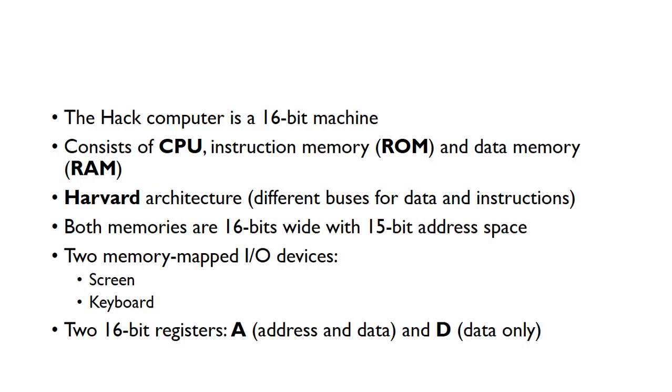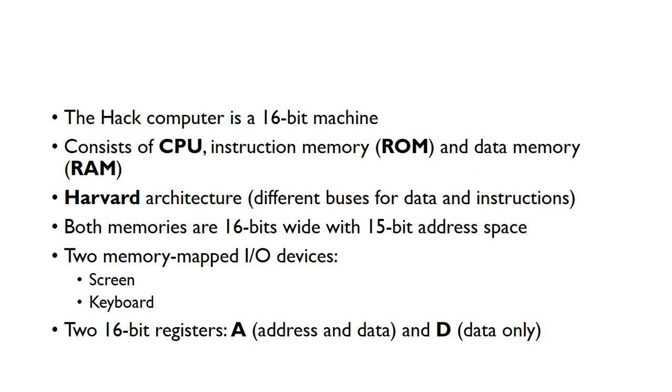The Hack computer is a 16-bit machine. The computer is made up of the CPU, the instruction memory, also called the ROM, and the data memory, the RAM. It's essentially a Harvard architecture, which means there are different buses for the data and instructions. Both memories are 16 bits wide with a 15-bit address space. And there are also two memory-mapped I/O devices, a screen and a keyboard.